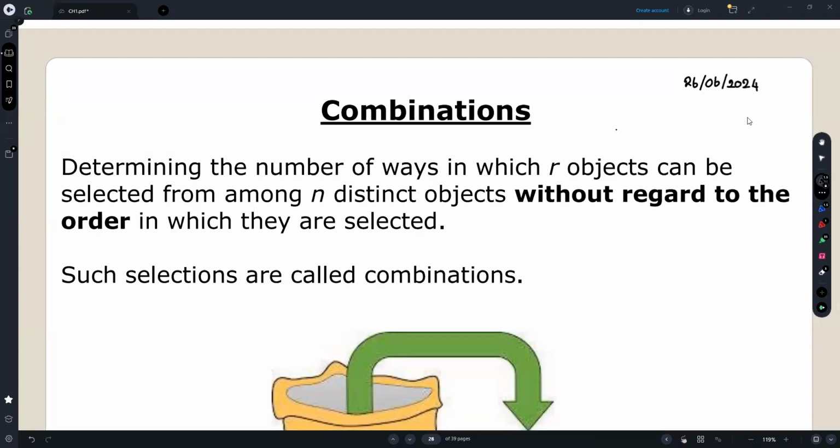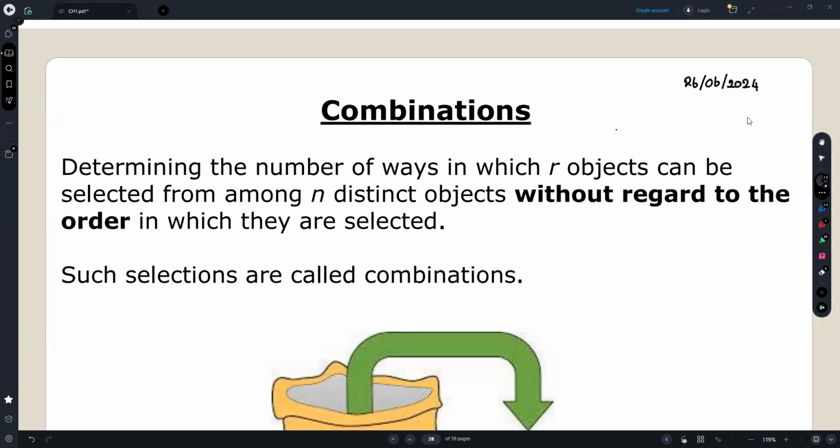So this is the third topic under counting techniques, the combinations. The difference between permutation and combination is, in permutation, we consider the order. There is the ranking: who comes first, who is second, who is third, and so on. So the way you select, the order matters. But in combinations, you simply select R objects out of N objects without regarding the order. Regardless of the order, how many ways can you choose R objects out of N?